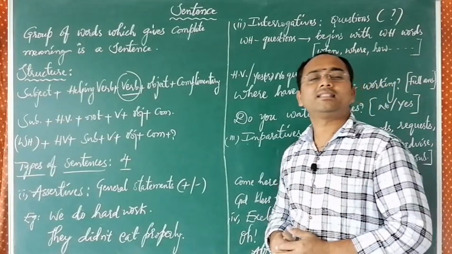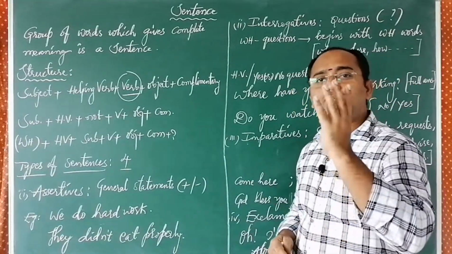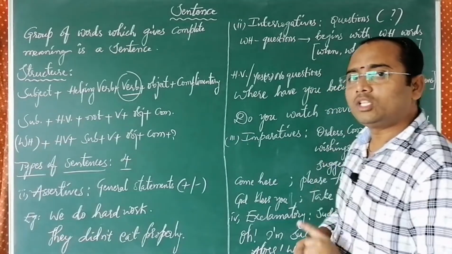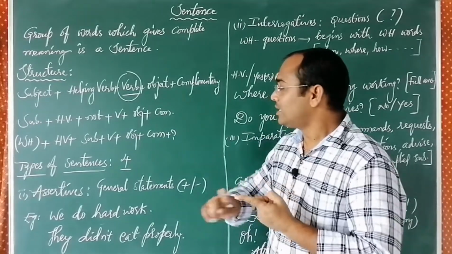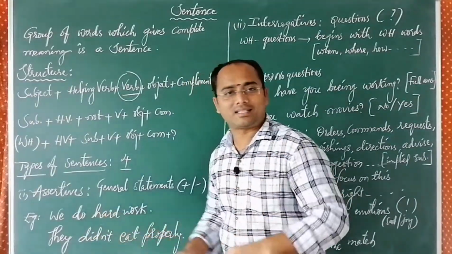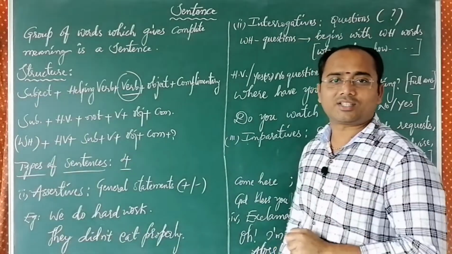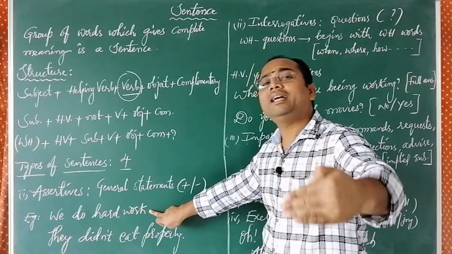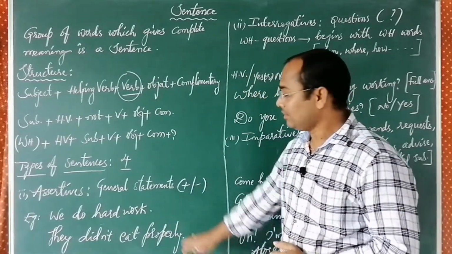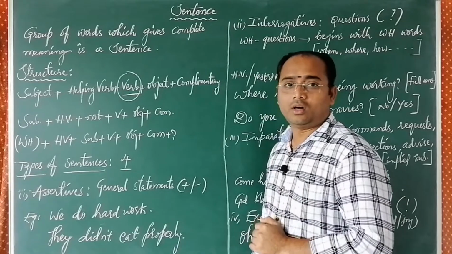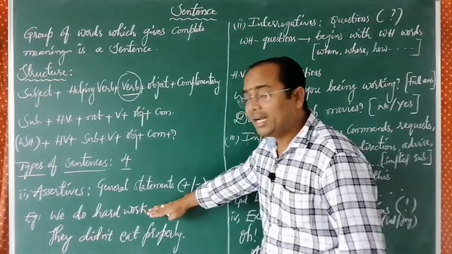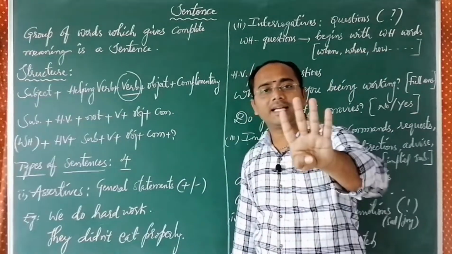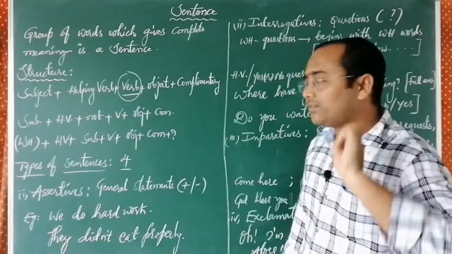Now let us come to the point of types of sentences. How many types of sentences do we have? Four types of sentences. Try to note the point here. Parts of sentence means we are dividing one sentence into parts, that is two: subject and predicate. But types of sentence means, according to its function or its meaning, we have divided them into different categories. So generally we divide them into four categories.